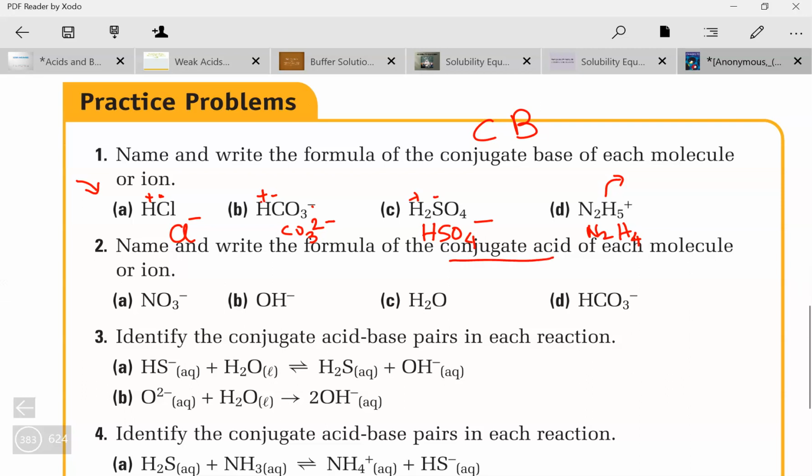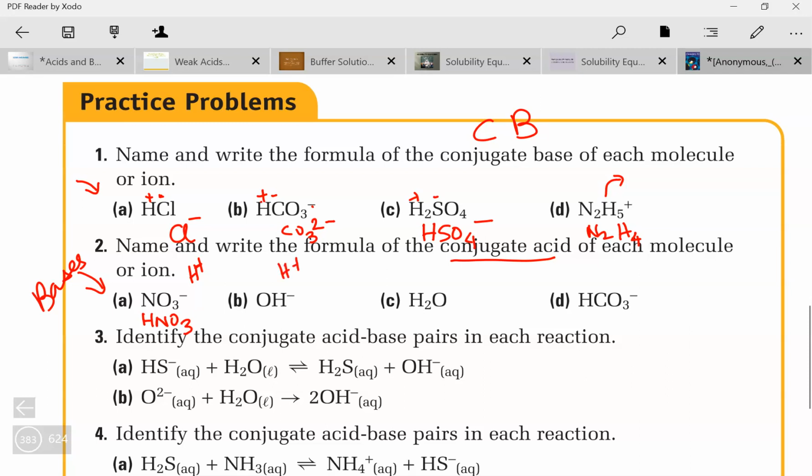Formula for the conjugate acid. So if we're looking for the conjugate acid, that means these guys are all bases. That means they're acting as, I mean proton acceptors. So the H plus is going to come in and attach itself to the NO3 minus, so it's going to be HNO3, and the plus and minus basically cancel to give you no charge in the end.